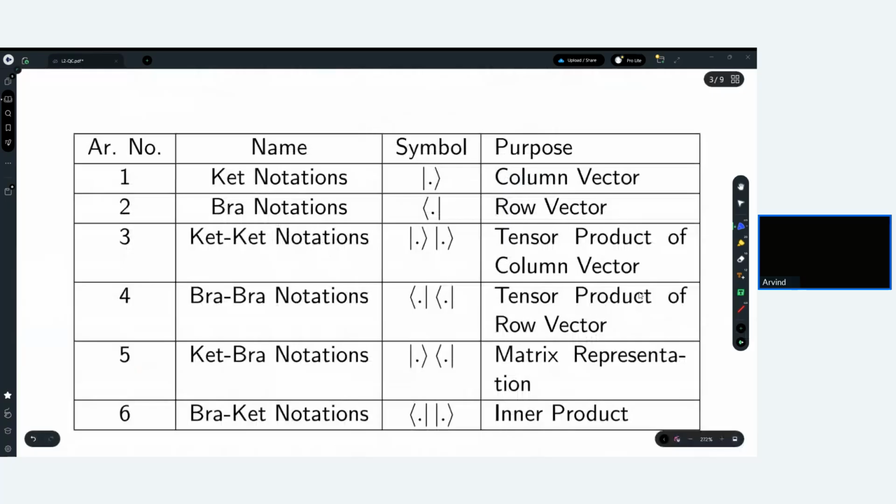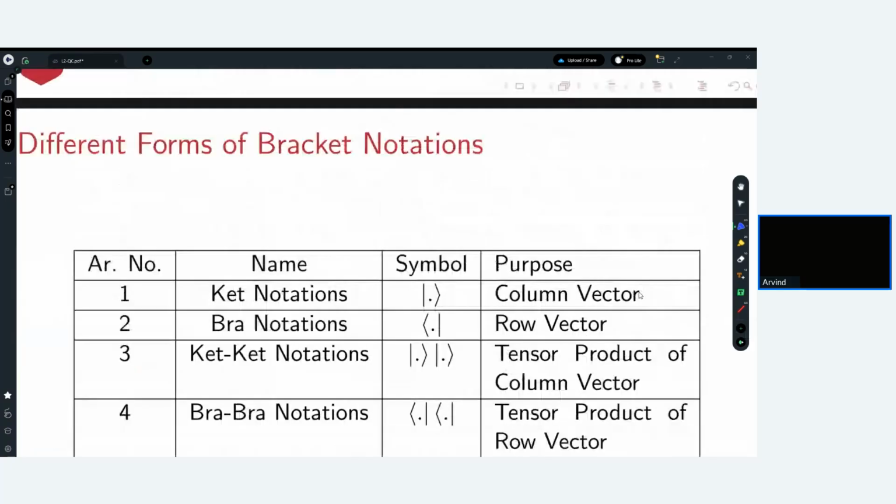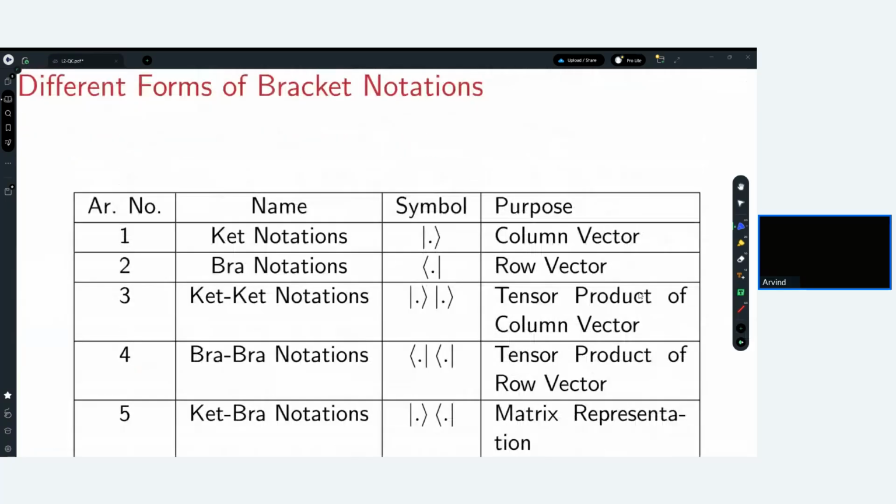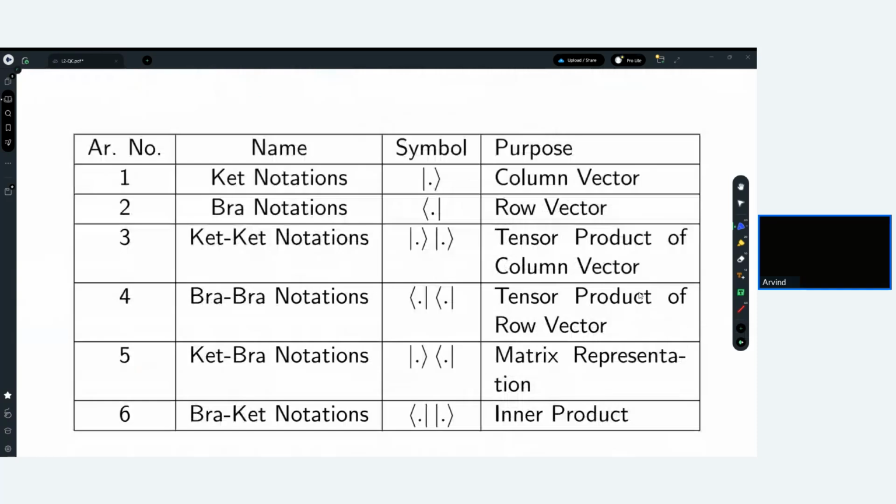So this bracket notation takes different forms and their purposes are also different. It takes six different forms. The first is the Ket notation, which is a very simple Ket notation: a vertical bar followed by a greater than sign. This Ket notation is typically used to represent a column vector, whereas the bra notation is used to represent a row vector.